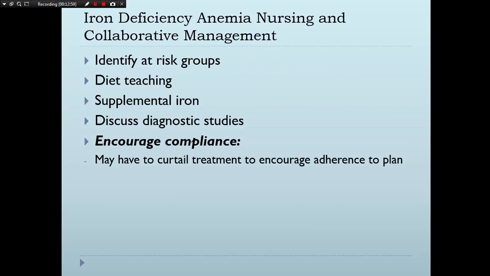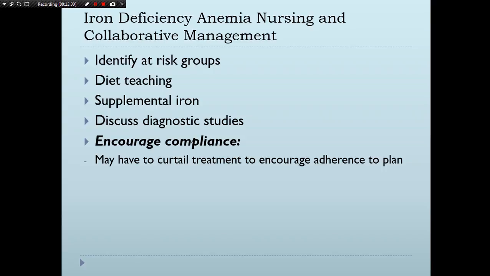So some nursing and collaborative management might include identifying at-risk patients or groups, teaching about supplemental iron, discussing and educating about diagnostic studies that these patients might be signed up for, and we're going to encourage compliance with any type of treatment plan. We may have to tailor the treatment plan to encourage adherence or compliance to the plan.